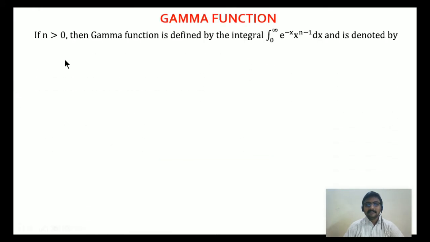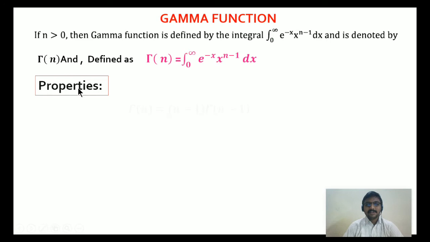Now the definition of the gamma function. If n is positive, then the gamma function is defined by the integral from 0 to infinity of e power minus x, x power n minus 1 dx, and is denoted by gamma of n. So gamma of n is the improper integral, that is, the integral from 0 to infinity of e power minus x, x power n minus 1 dx.